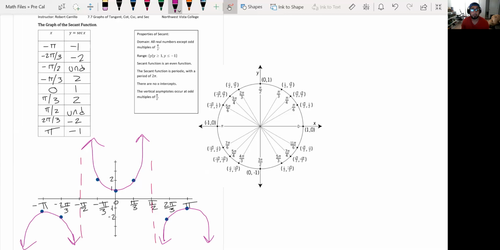And there we go. That is the graph of secant. No x-intercepts, it's even. It reflects across the y-axis. Those 2 points are not the same, but just reflected across. Or this point and that point reflect across the y-axis. Okay, so we're even. We repeat ourselves every 2 pi, and then we just want to label domain and range.